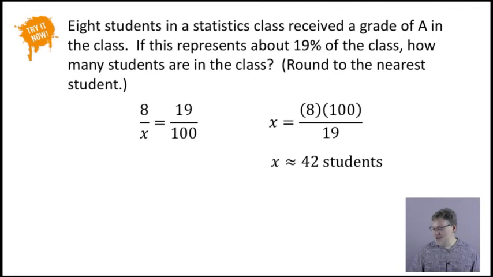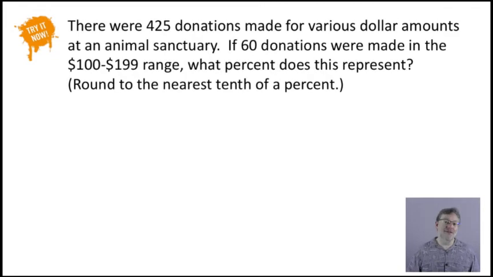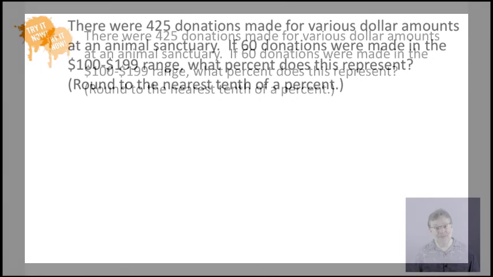All right, work on this one here now. Now in this case, you're going to see for the first time an instance in which I'm throwing more numbers at you than you actually need. And your job is to pick out which numbers, which quantities are most important and actually relevant to solving the problem here. So there were 425 donations made for various dollar amounts at an annual sanctuary. If 60 donations were made in the $100 to $199 range, what percent does this represent? And let's round to the nearest tenth of a percent. Take some time to work on that.